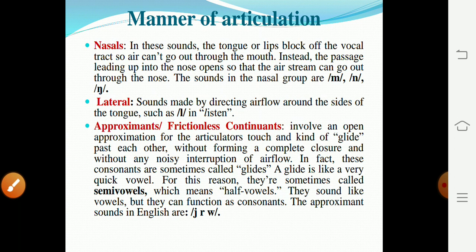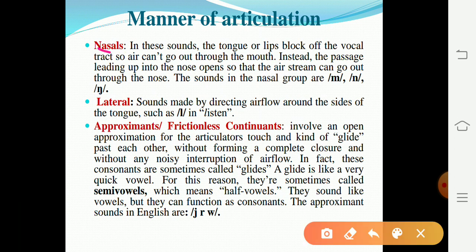Then comes the nasals. In these sounds, the tongue or lips block off the vocal tract so the air can't go through the mouth. Instead, the passage leading up into the nose opens so that the airstream can go out through the nose. The sounds in the nasal group are m, n, ng.